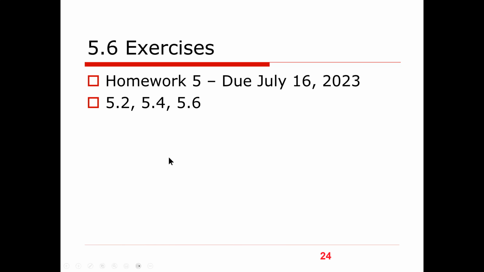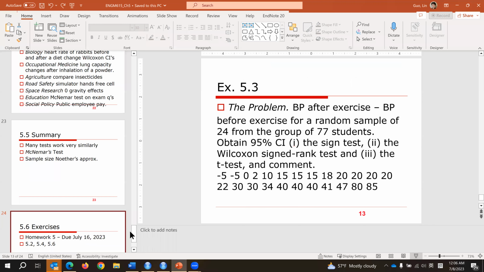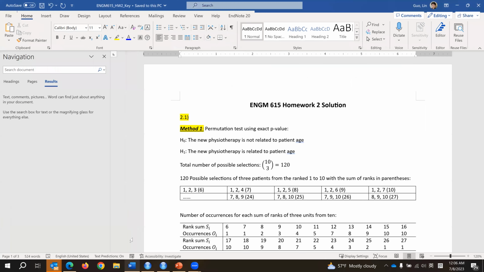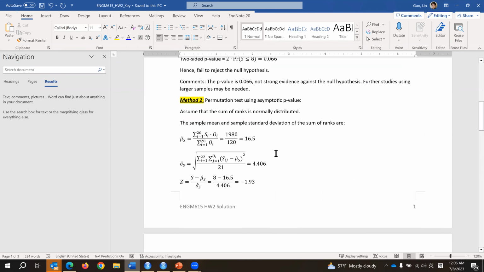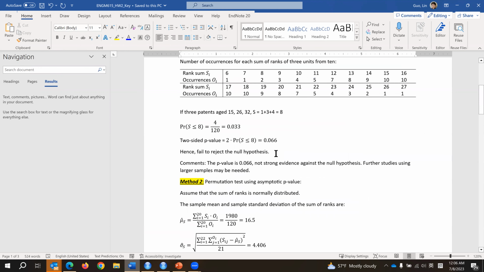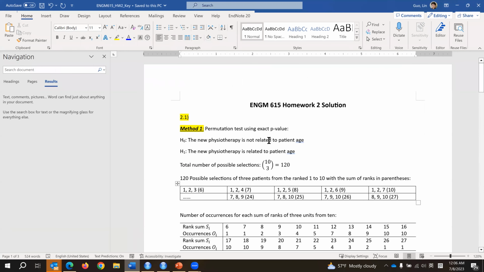And then let's go through homework 2. If you don't have any question on homework 2, you can skip this part. The homework 2 solution is a very complete solution, not just the key. I just want to highlight some common mistakes.